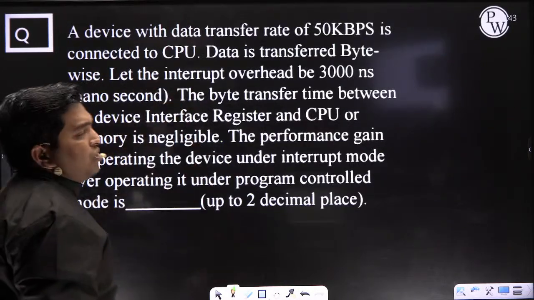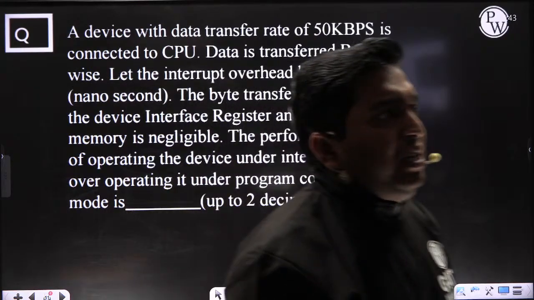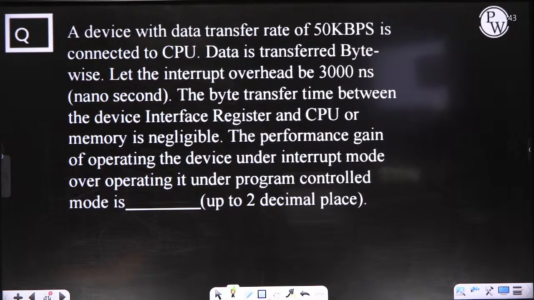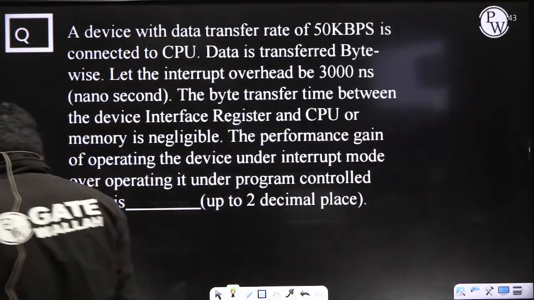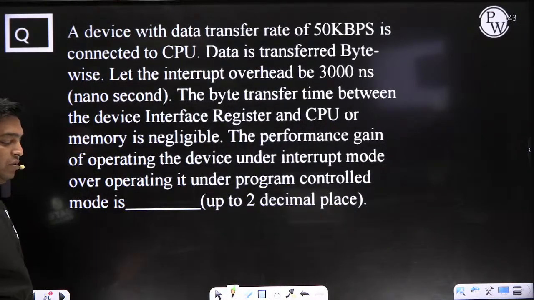Now solve this question of IO. Now, definitely, I will explain floating point. Only 2-3 questions you have to solve. After that, we will discuss floating point representation in complete depth, my dear.